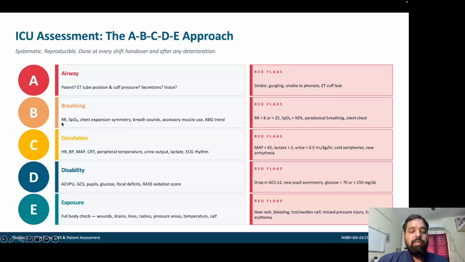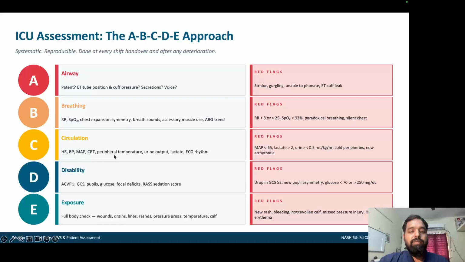Regarding breathing: the respiratory rate, saturation, chest expansion, symmetry, breath sounds, accessory muscle use, and ABG trend. The red flags include respiratory rate less than 8 or more than 25, or saturation less than 92, paradoxical breathing or a silent chest.